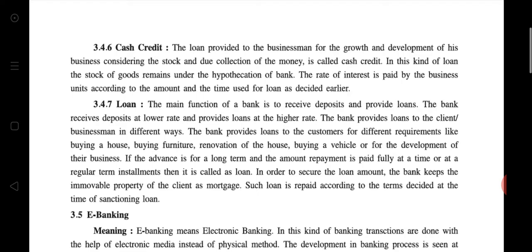In this kind of loan, the stock of goods remains under the hypothecation of the bank, and the rate of interest is paid by the business unit according to the amount and time used for the loan, as decided earlier. Clear perfectly? Good. Then loan.